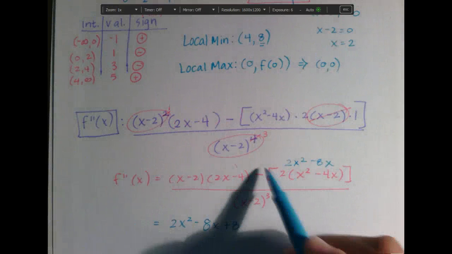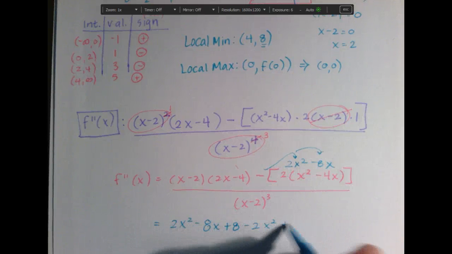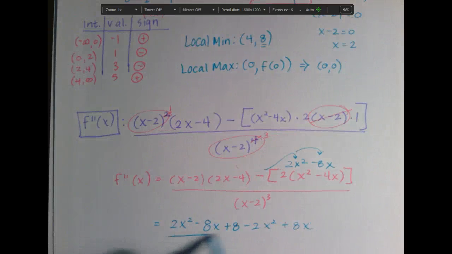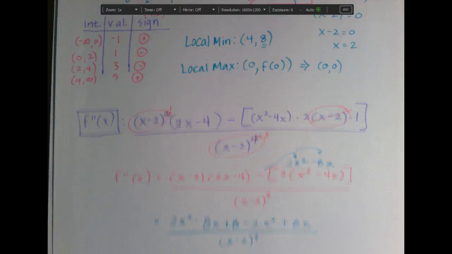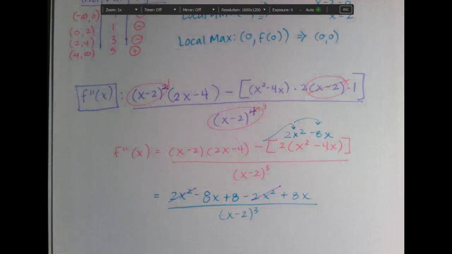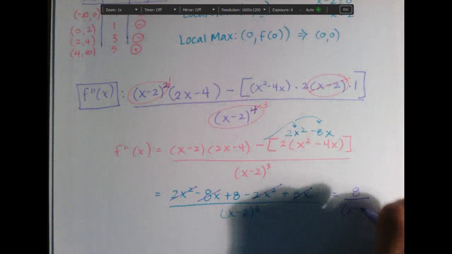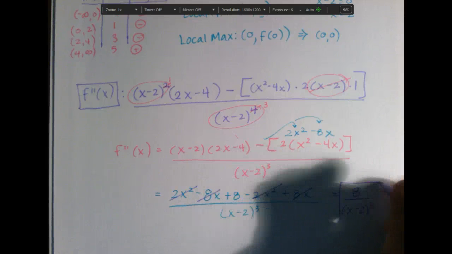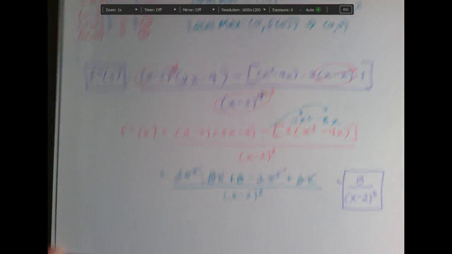And what I'm going to do is I'm going to subtract it. So I need to remember to subtract each term, change the sign of each term. A lot of things are going to cancel here. The 2x squared minus the 2x squared, those are going to go away. Negative 8x, positive 8x, also going to cancel. That leaves me with a final second derivative of 8 divided by x minus 2 cubed.